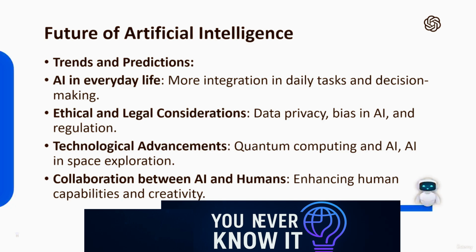Ethical and legal considerations: data privacy, bias in AI, and regulations. You have to consider all these things. Technological advancements: quantum computing and AI, and AI in space exploration are greatly applying these techniques. Collaboration between AI and humans: enhancing human capabilities and creativity is getting more advanced.